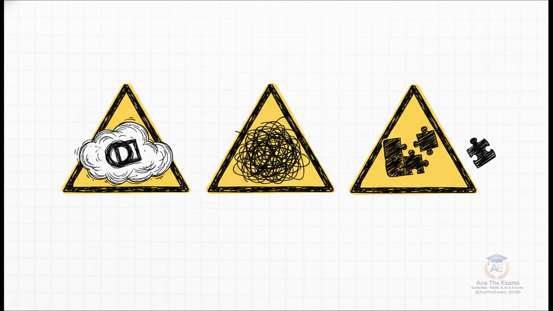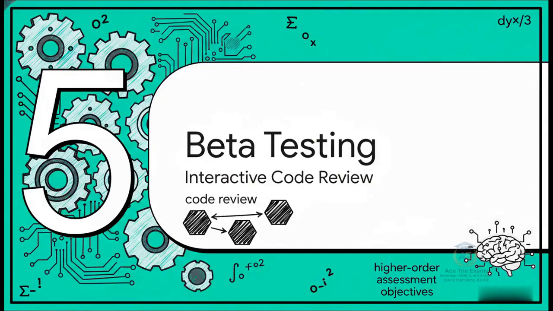Number 3, dropping the context. If the question asks for the rate of change of a specific physical volume over time, and you just output a raw fraction without units or contextual meaning, well, your solution doesn't match the environment variables of the problem and you lose marks. Moving to Section 5, Beta Testing, it is time for a live interactive code review.